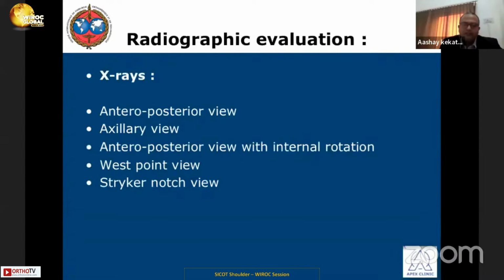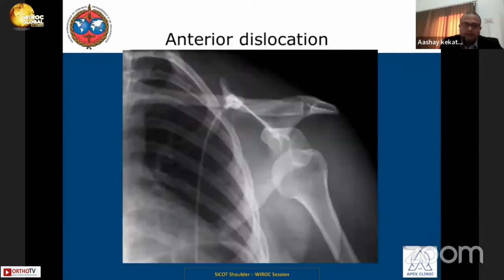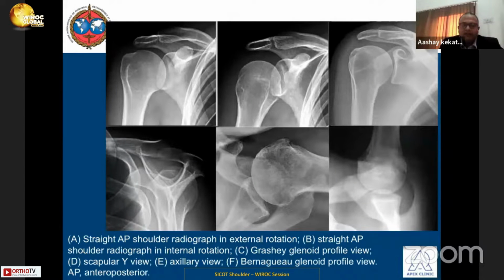Now, in radiographic evaluation, though we have CT scans, the patient seldom comes with these X-rays to you in a dislocated condition, unless it is a chronic condition. Someone has already relocated it. So we need to have a straight AP radiograph in external rotation, a straight shoulder in internal rotation, a Grashey view, which will give us an idea about the scapula, the axillary view, and the Velpeau view, which will give us the glenoid profile in the anterior-posterior direction.